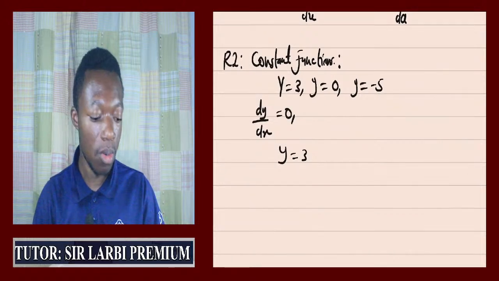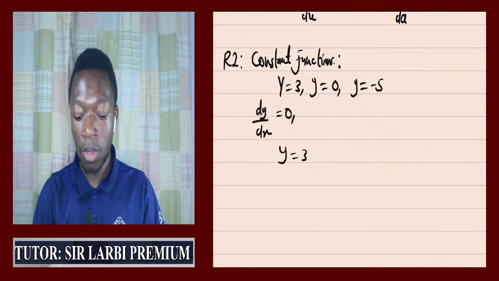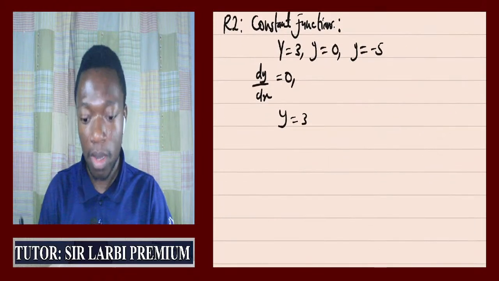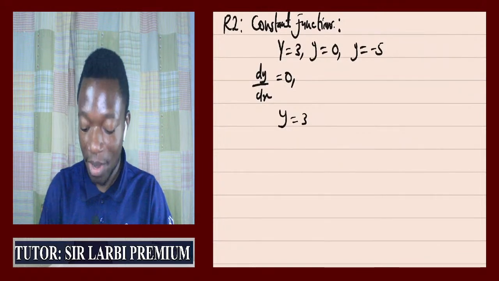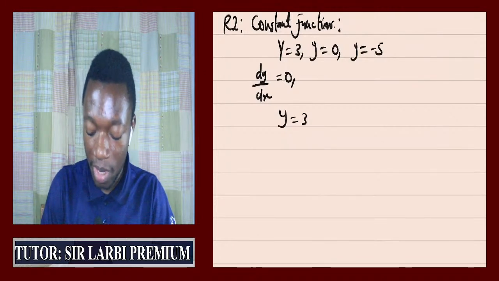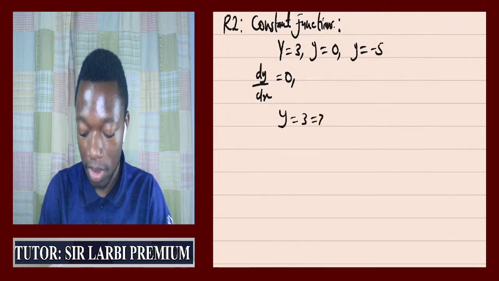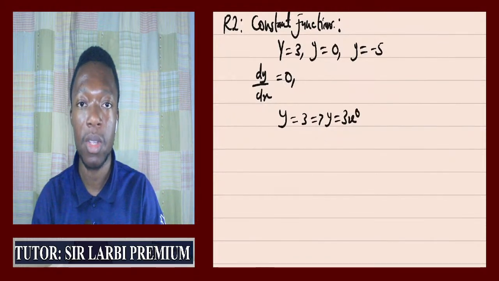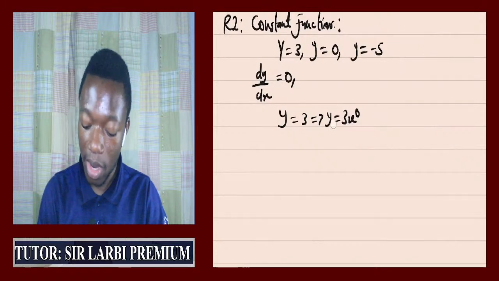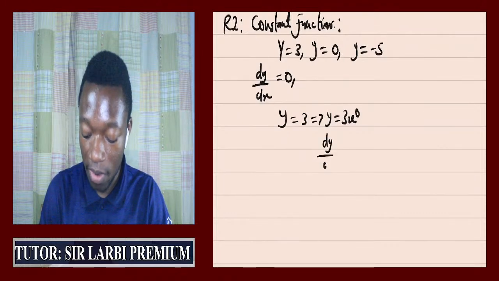So what is happening here? We want to differentiate y equal to 3. How would we differentiate that? We say the differential of a constant is going to result to 0. We can clearly see that y is equal to 3 is the same thing as y equal to 3x to the power 0, since any number to the power 0 is 1, and 1 multiplying 3 is the same as 3. So once I have this, I can differentiate: differentiate y, differentiate x.